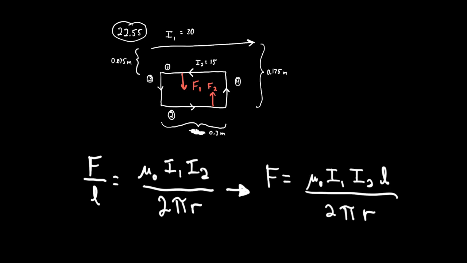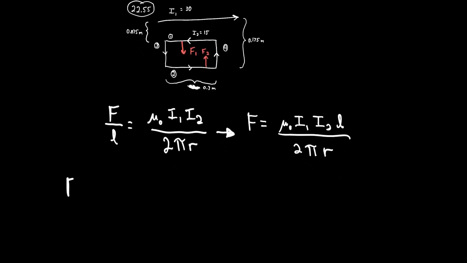Where L is the length of the wires that are in common. So this wire is really, really long, but the only part of the wire that's going to put a force onto these wires are the parts of the lengths that are in common between the two. So just this little chunk of the wire that's the same length as that little chunk. So 0.3 meters? 0.3 meters is your L.